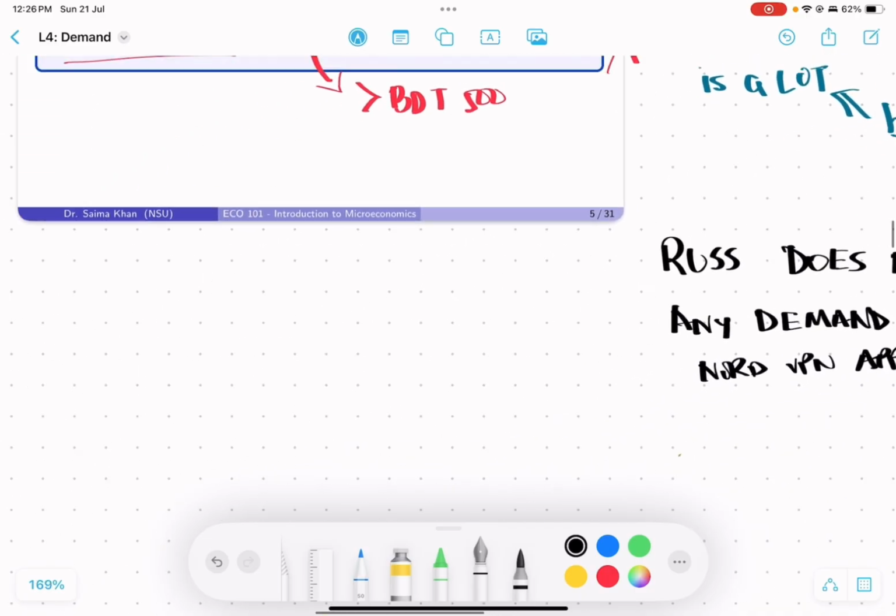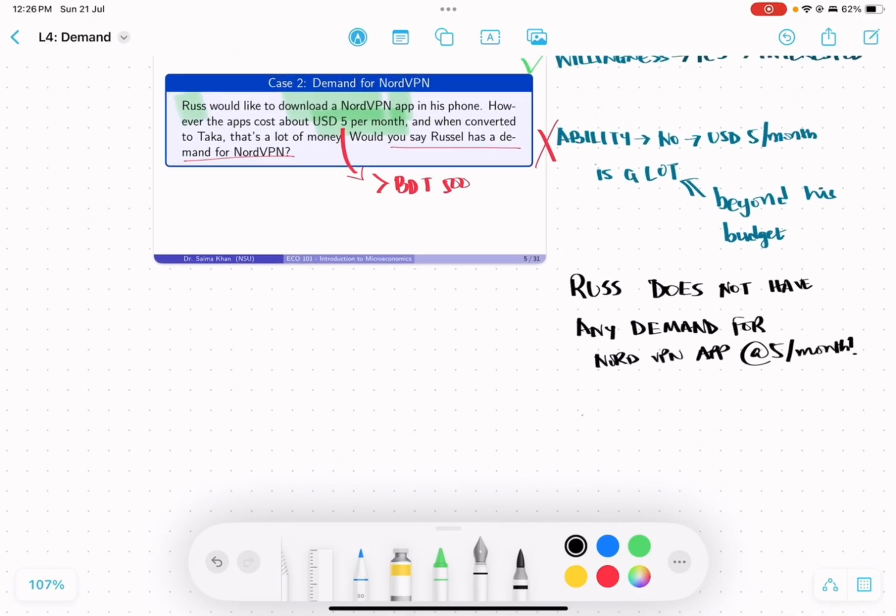So that pretty much ends our discussion on what is demand. And in the next video, we are going to go into details and discover what we mean by the law of demand.